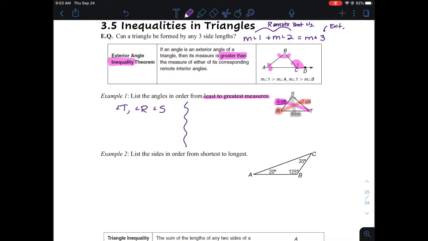Another way I sometimes tell kids to do it is say, okay, my smallest side is SR, my middle side is ST, and my largest side is RT. So to get your angles, you simply use the letter that's not there. So for SR, angle T is the one not used, ST, angle R is the one not used, and RT, angle S is the one not used. You can see those both match.